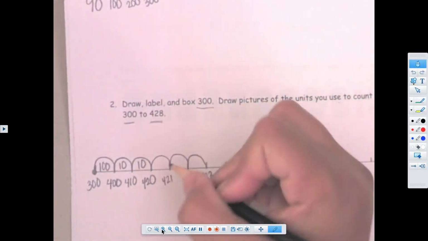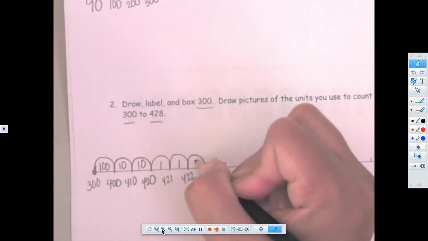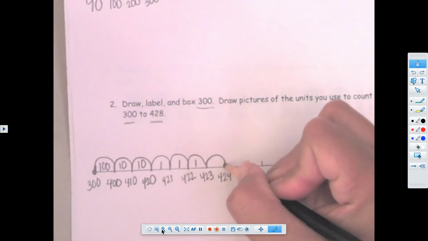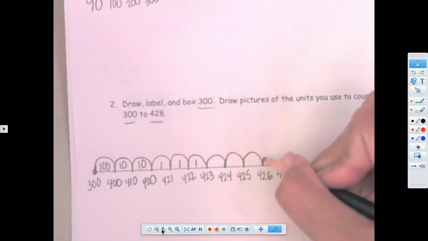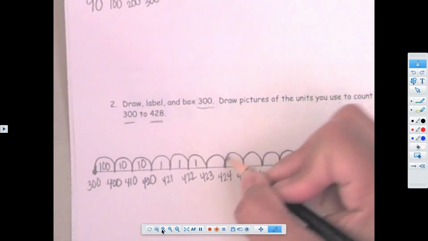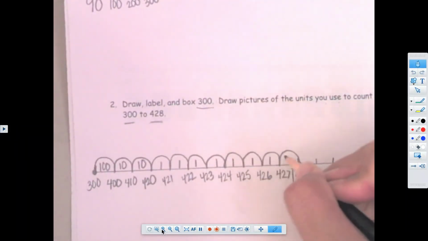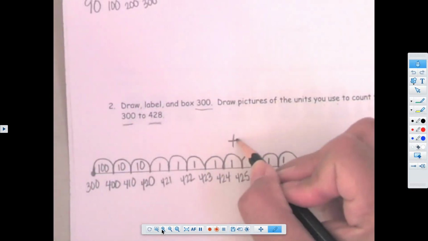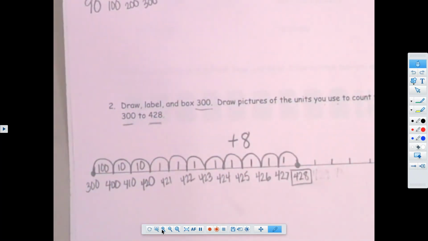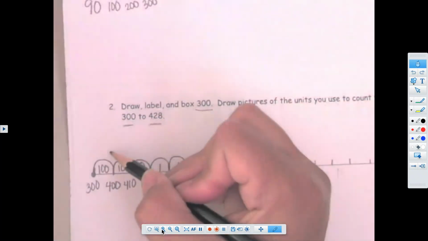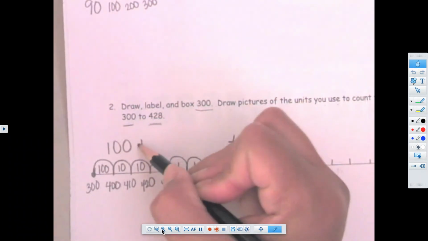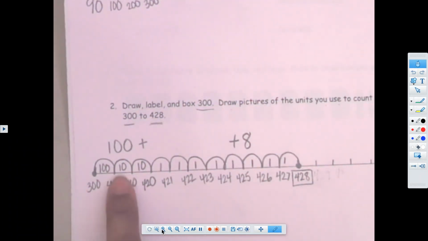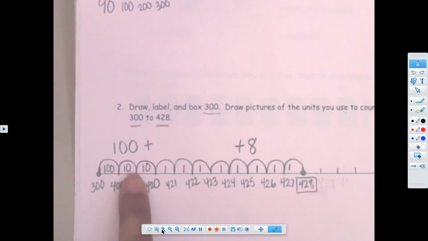And let's go by ones. 1, 2, 3, 4, 5, 6, 7, 8. Okay. 1, 2, 3, 4, 5, 6, 7, 8. Okay, let's put plus 8 up here. Let's see. And then there's 100. Plus, how many tens? That's 3 tens. No, not 3 tens. 30.